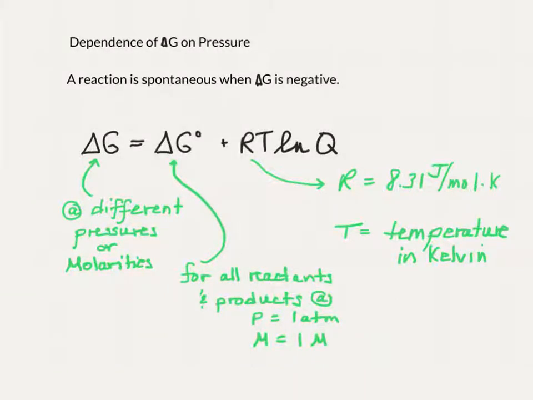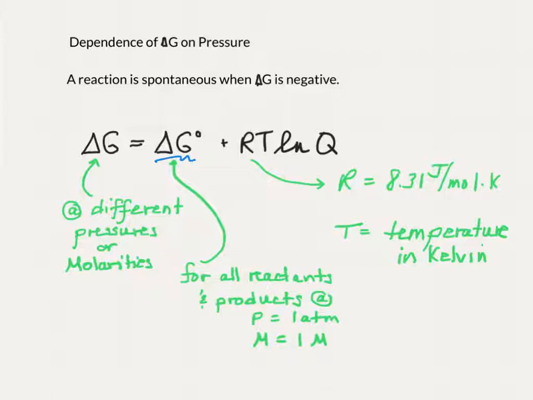So in this video, we're going to look at what happens to delta G when we change the pressure or the molarity of our reactants and products. When we calculate delta G0, this is for when all reactants and products are at 1 atmosphere for gases and 1 molar for solutions. What we're going to do is see what happens when we change those pressures and molarities.